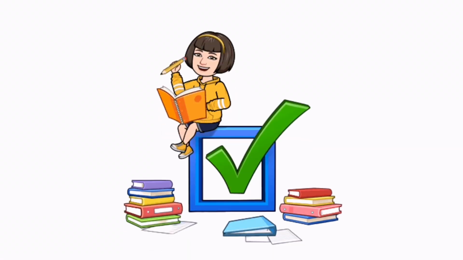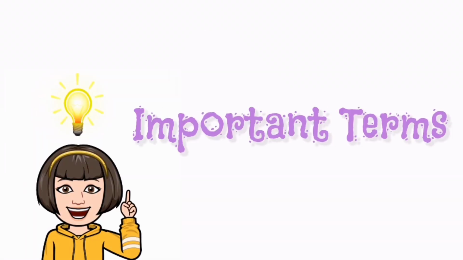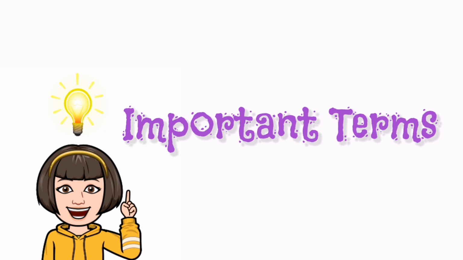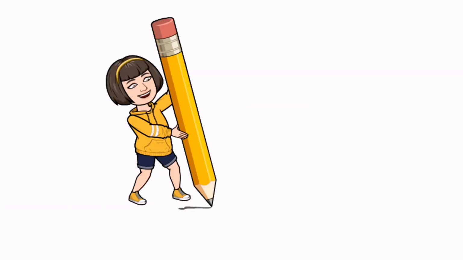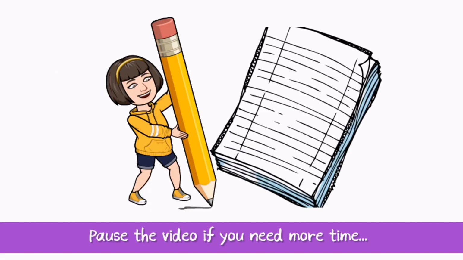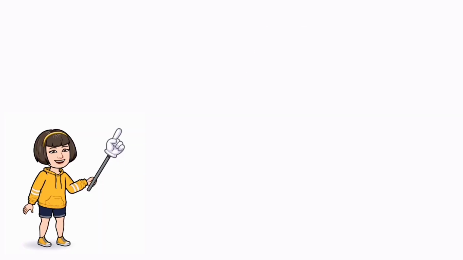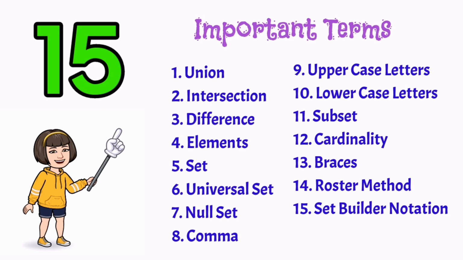Let's wrap it up. Can you still remember the important terms we learned earlier? Grab a pen and paper and let us list the words one by one. How many words were you able to write? Me? I got 15. Let us go over these words quickly, one by one.